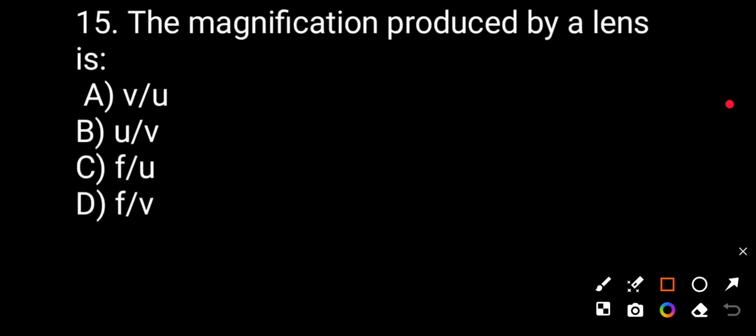Question number 15. The magnification produced by a lens is V upon U, U upon V, F upon U, F upon V. Correct answer will be V upon U. Option A is correct.